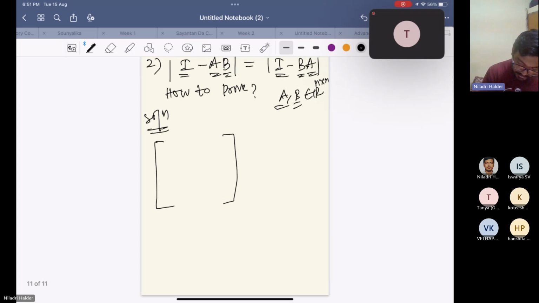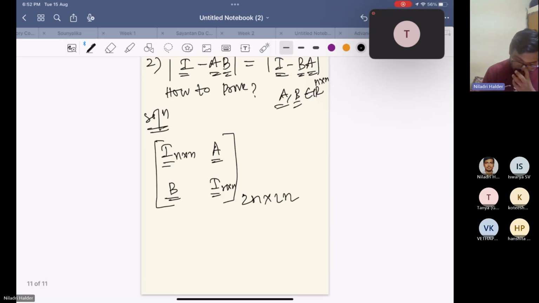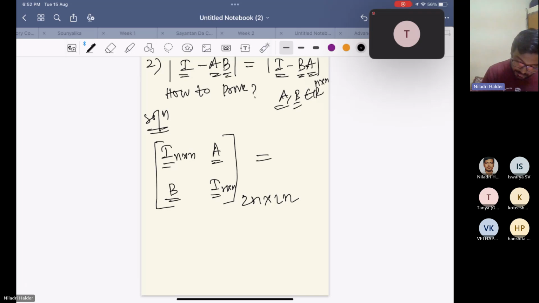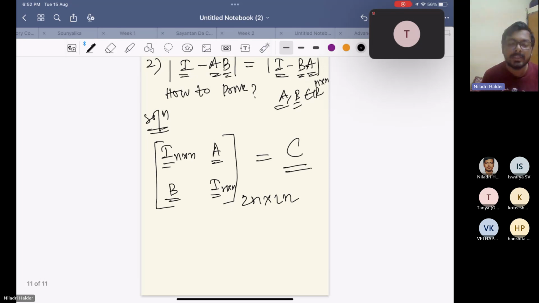let us take one 2n cross 2n matrix. Here one is I, the identity matrix of n cross n. Here also I, n cross n. And here let's take A, here let's take B. Okay, so let's take this as a matrix C. Now, what should be the determinant of C?